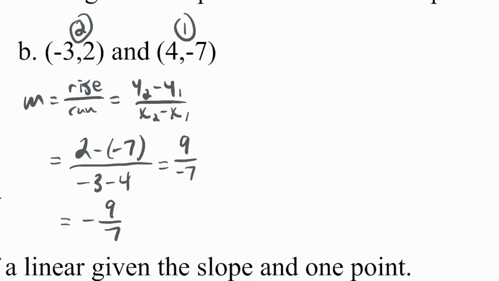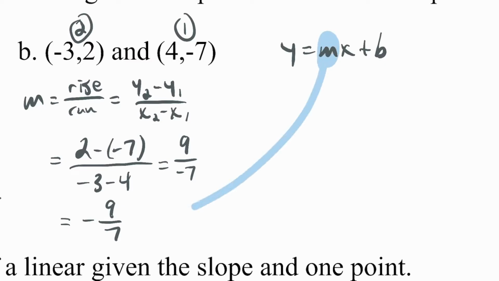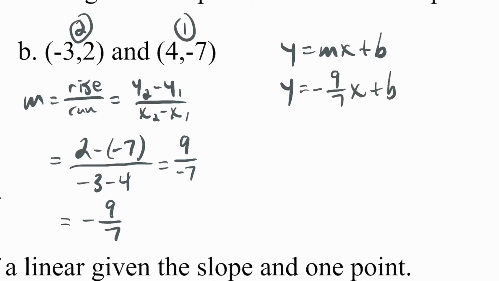Let's find the equation for the line. And I'm going to start with the slope intercept form, y equals mx plus b. Okay. So, of course, m is the slope that we found, rather negative 9 over 7. I'll go ahead and plug that in. And the next step might not be so clear because this form doesn't have an x1 and a y1. So maybe it's not obvious what to do next.